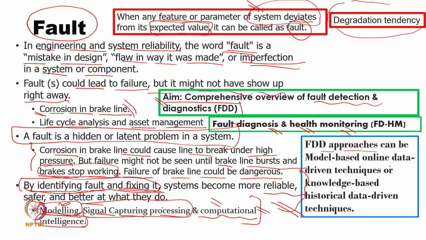So, the FDD approach can be model based, online data driven technique, or knowledge based. Initially, if we have historical data, we can go ahead with a knowledge based approach, maybe some sort of model. That is why modeling is required. However, if I do not have anything, a totally new thing, then quite possibly initially samples will be made and some data will be generated, and based on the data we can make an approximate model, and then we continuously refine that model. So, that is also possible.